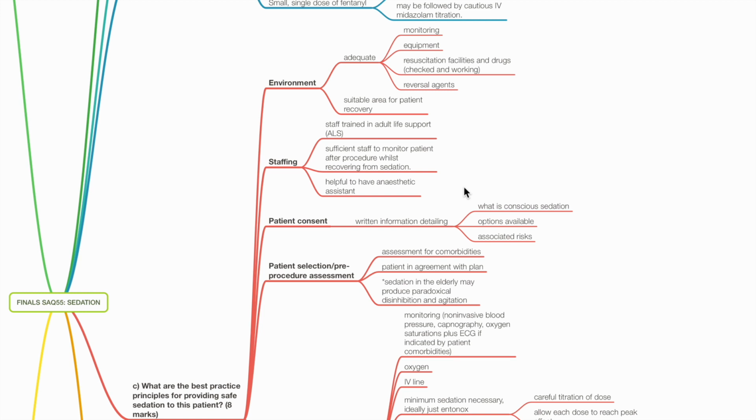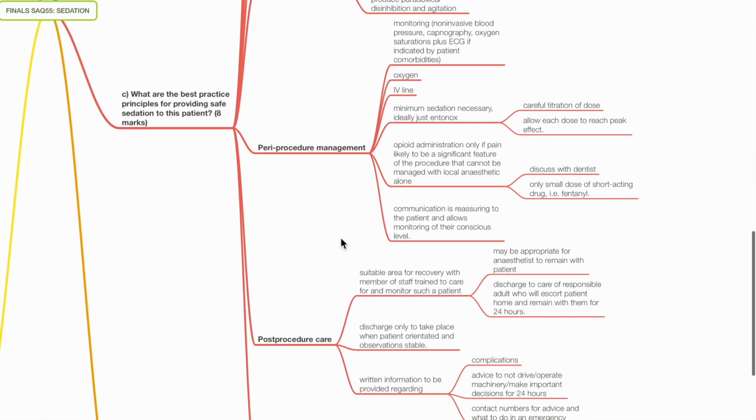Patient consent with written information detailing what is conscious sedation, options available and associated risks. Patient selection or pre-procedure assessment, assess for comorbidities, patient in agreement with plan. Note that sedation in elderly may produce paradoxical disinhibition and agitation.